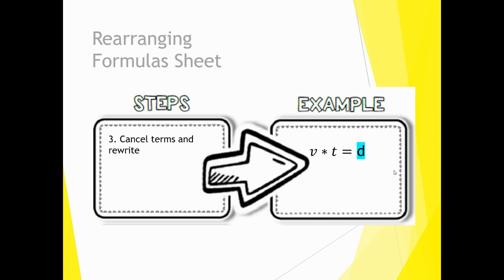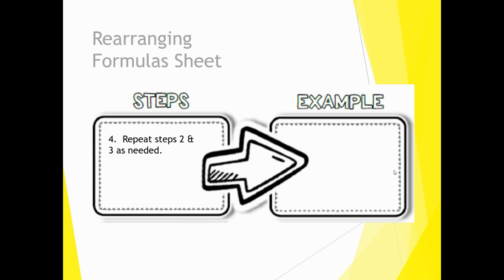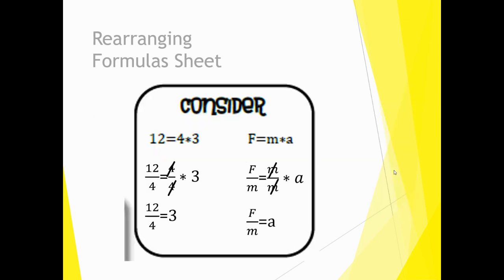So I've canceled my terms, and I've rewritten it. And so now I get v times t equals d. And then I can always just flip it and write it d equals v times t. And then your last step is going to be repeating steps 2 and 3 as much as needed, because sometimes it takes a little bit longer to do the problem and rearrange it than just the one step that I just did.